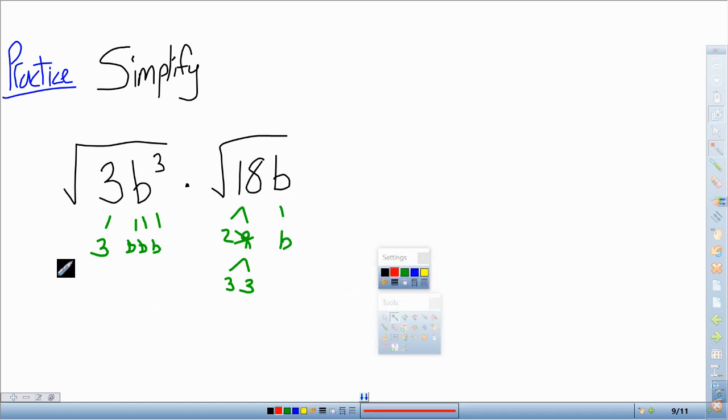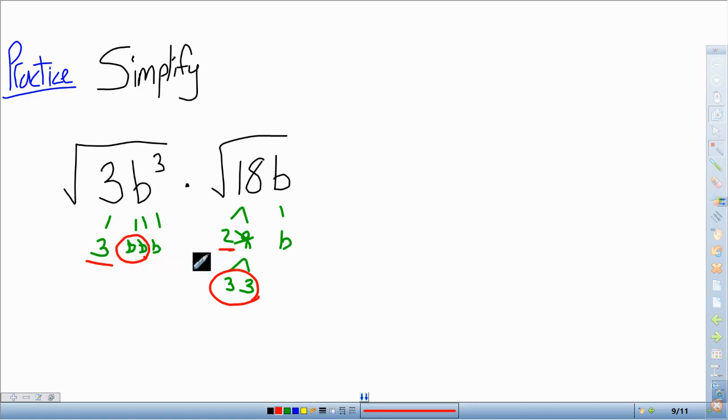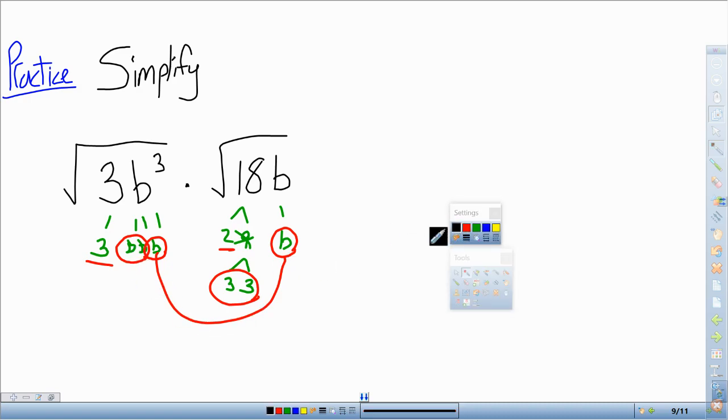Okay, so looking for pairs. I know this 3 can pair up with one of these 3s, but I'm going to just pair these together. There's not another 3, there's not another 2. Pair of b's, we have a pair there, and we actually have a pair here. It'd be easy to think that we don't, but we do, this b and this b. If you want to connect them with a line, it gets a little kind of crazy if you do it, but I'm going to do it anyway.